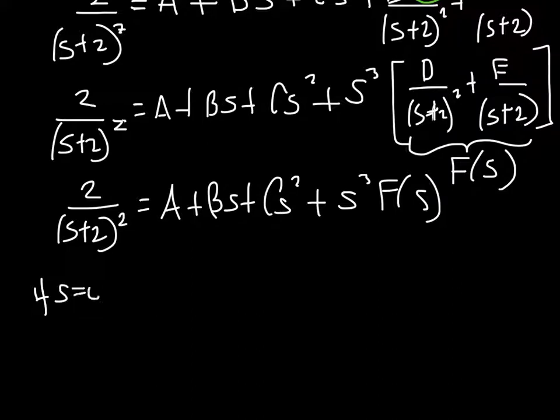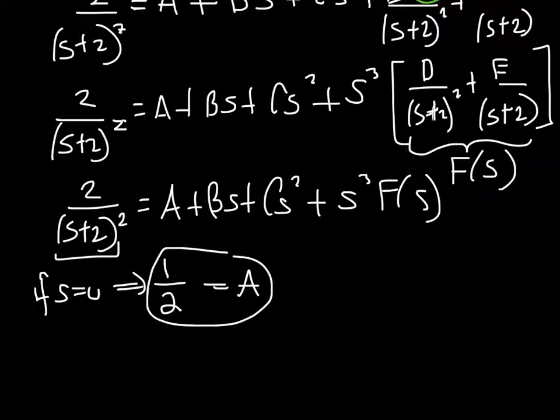If s is 0, then on the left-hand side, that's just 2 over 2 squared, or 2 over 4, which is a half. And then if I input 0 in here, that's gone. This is gone. Anything with an s, so all of this is 0. So I'm left with a equals 1/2.